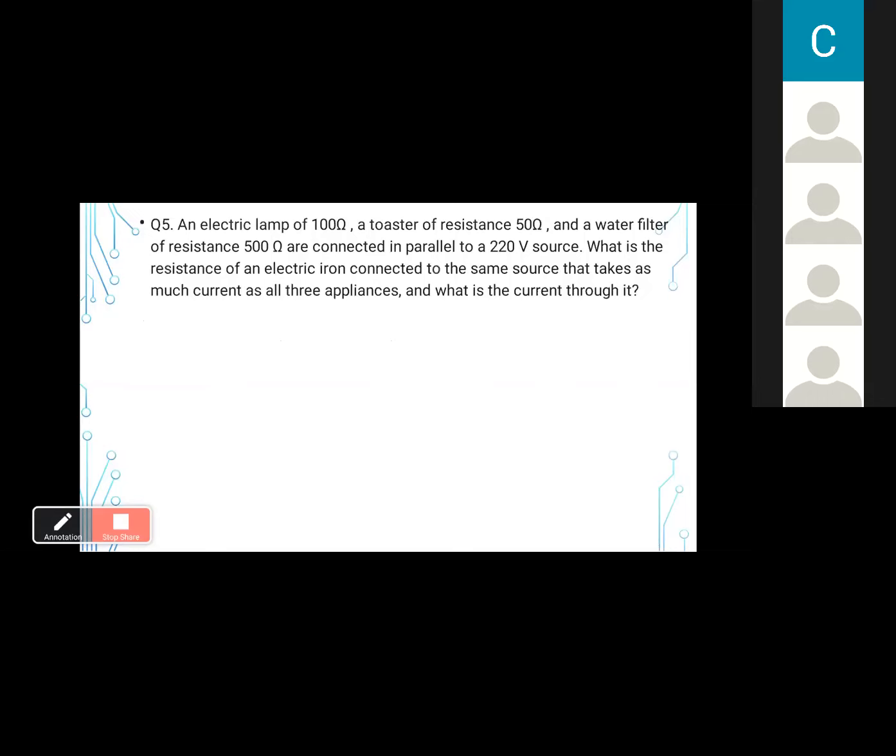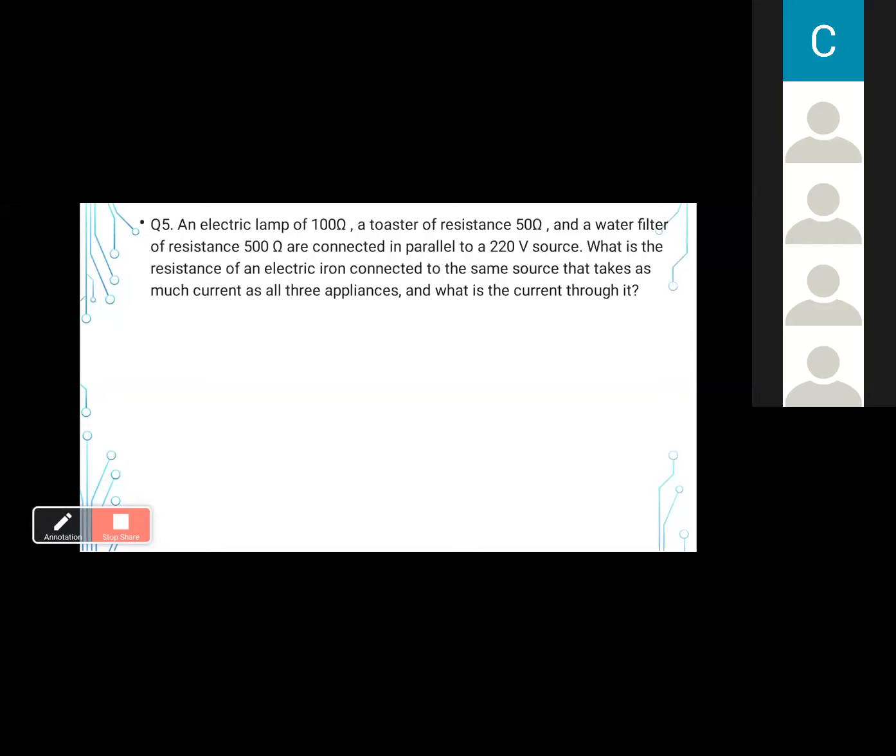Try this one. An electric lamp of 100 ohms, a toaster of resistance 50 ohms, and a water filter of resistance 500 ohms are connected in parallel to a 220 volt source. What is the resistance of an electric iron connected to the same source that takes as much current as all three appliances, and what is the current through it?